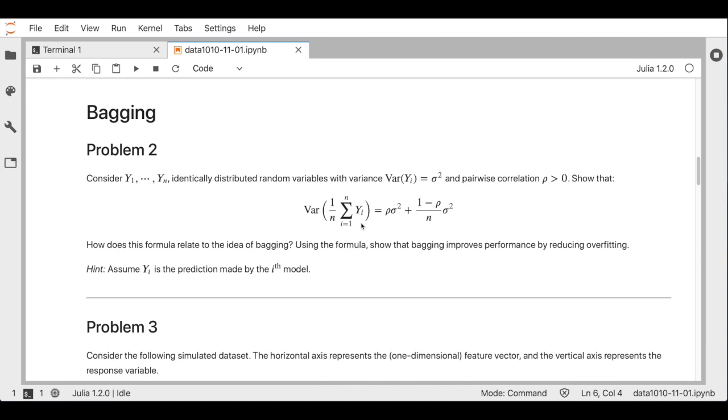So we're asked to show if we have identically distributed random variables, which are not independent, they have correlation rho, which is positive, but they all have the same variance, that when n is large, so this term is small, the variance ends up going down by a factor of rho relative to any one of the y's originally. So let's show that this formula holds.